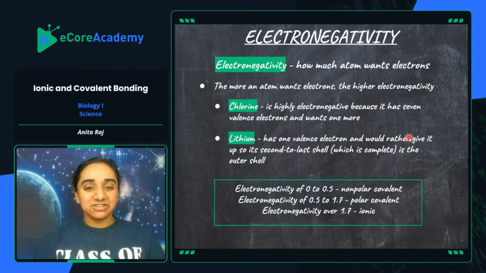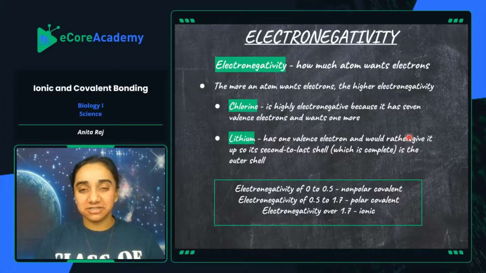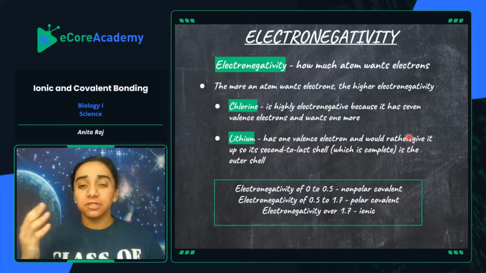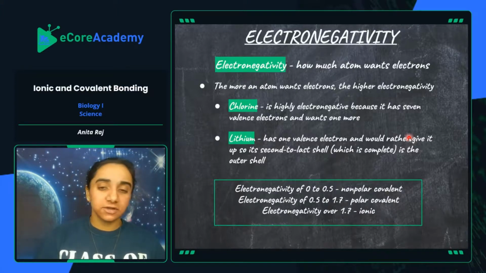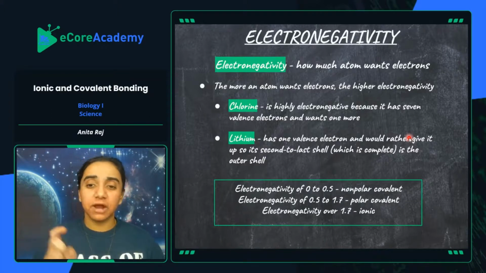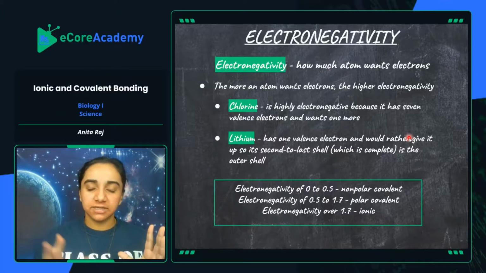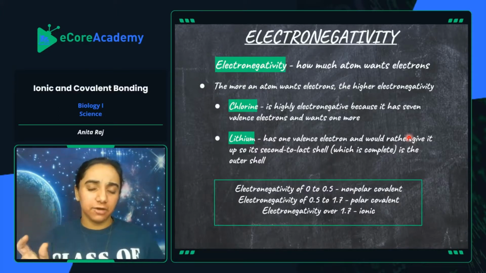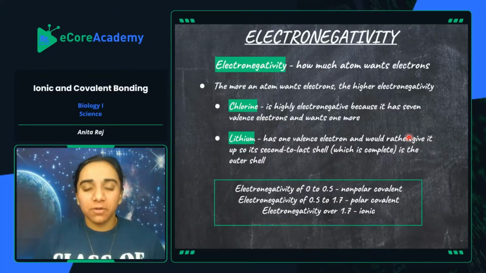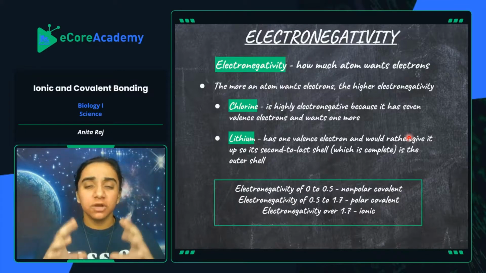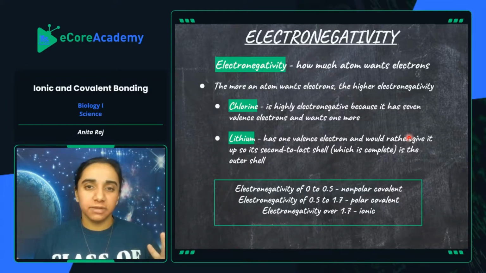Chlorine is highly electronegative because it has 7 valence electrons and wants one more to fill its outer shell. Lithium, on the other hand, just like sodium, has 1 valence electron and would rather give it up. Its second to last shell, which is complete, becomes the outer shell. Like we said, if it has 1 electron on the outermost shell, does it really want to do all that work of gaining 7 more electrons to fill that shell, when it could just get rid of that 1 electron, and the second to last shell, which is already complete, could become the outer shell and make it stable? So that's how these atoms will work.